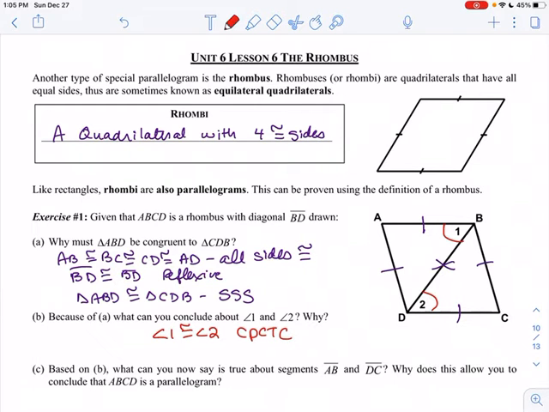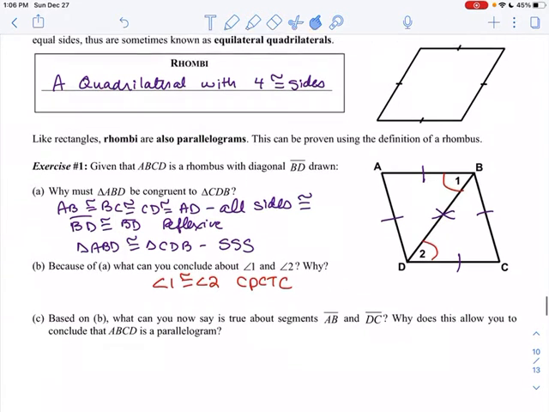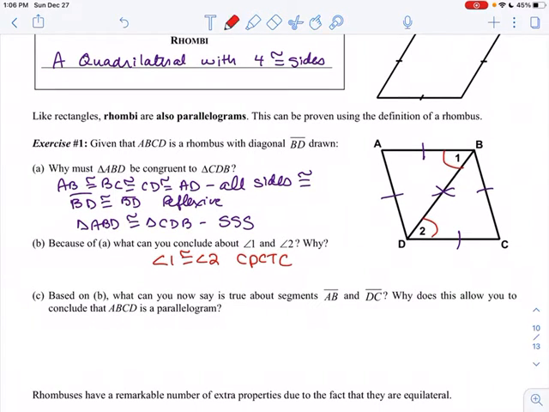And based on that, what can you now say is true about AB and DC? So AB and DC are the top and the bottom. Oops. So they are parallel to each other. So AB is going to be parallel to DC because angle 1 and angle 2 are alternate interior angles. Angle 1 is congruent to angle 2, and they were alternate interior angles. Therefore, those sides have to be parallel to each other.